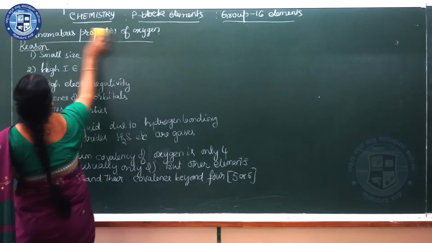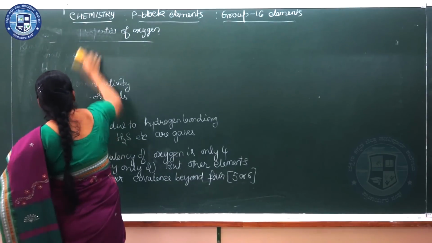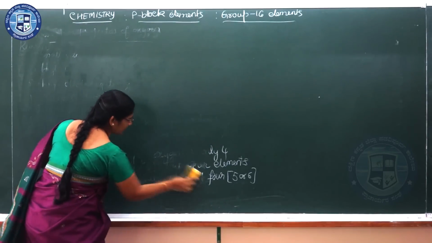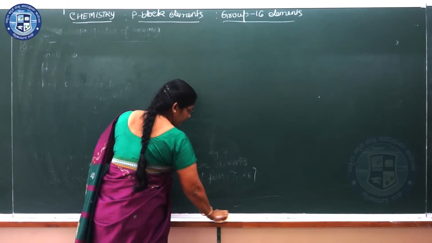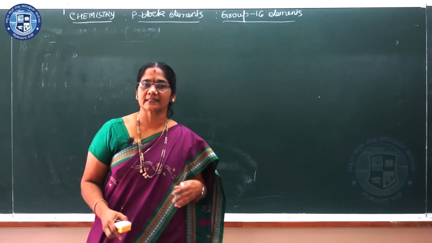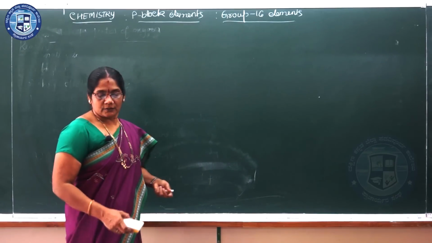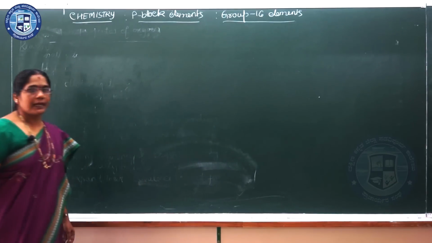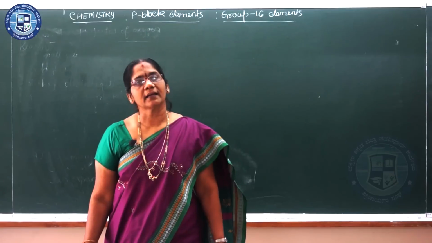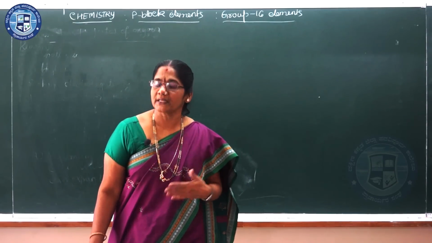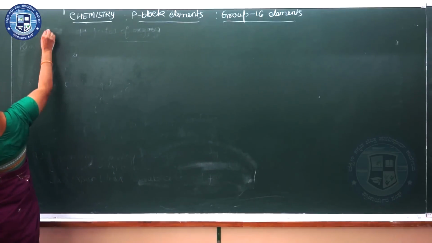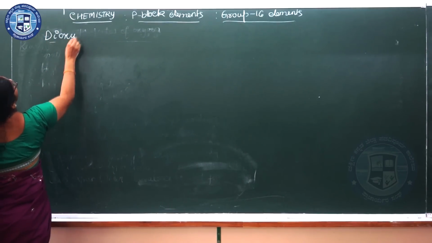This is about the anomalous properties of oxygen, which is quite different from the other elements of the group. We can also consider oxygen exists as a gas and all the others are existing as solids. So these are some of the anomalous properties. Next we will start with the preparation, properties and uses of the element oxygen, that is dioxygen.